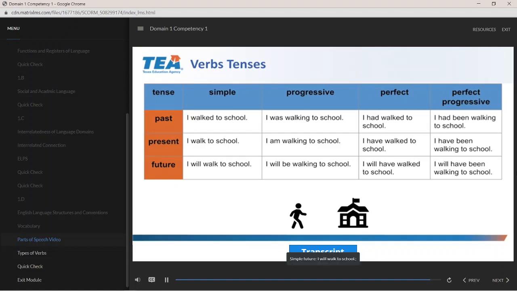Simple future, I will walk to school. Progressive future, I will be walking to school. Perfect future, I will have walked to school. Perfect progressive future, I will have been walking to school.